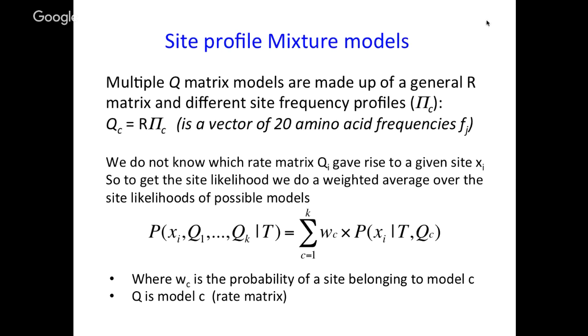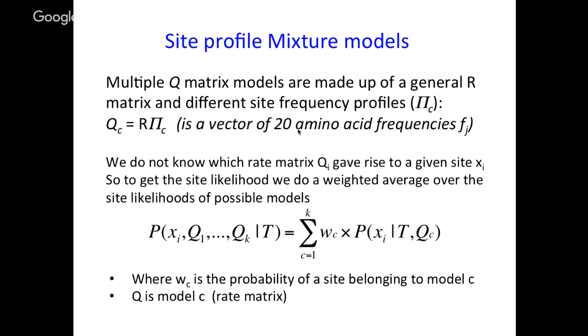Site profile mixture models are based on the idea that you have multiple Q matrices. You have a general exchangeability matrix, and then the different site types are modeled by different stationary distributions, that is, different site frequency profiles. Here I have capital Pi C. So a given class Q_C is given in the model by the product of the exchangeability matrix, which is usually general across all classes, and a particular class frequency diagonal matrix.